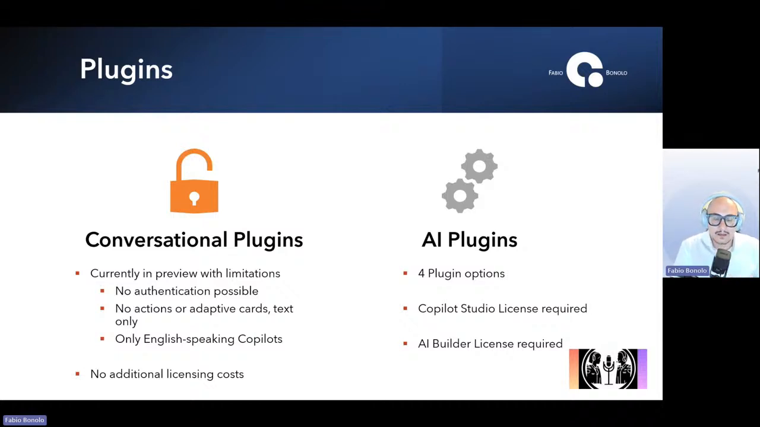So let's take a look at the AI plugins on the right-hand side. There are four methods to configure AI plugins. You'll see that in a few minutes in the demo. Either you need AI Builder credits or a separate Copilot Studio license to activate these plugins. So you'll be faced with additional licensing costs. However, these AI plugins are functional and can also be used to build your own copilots.